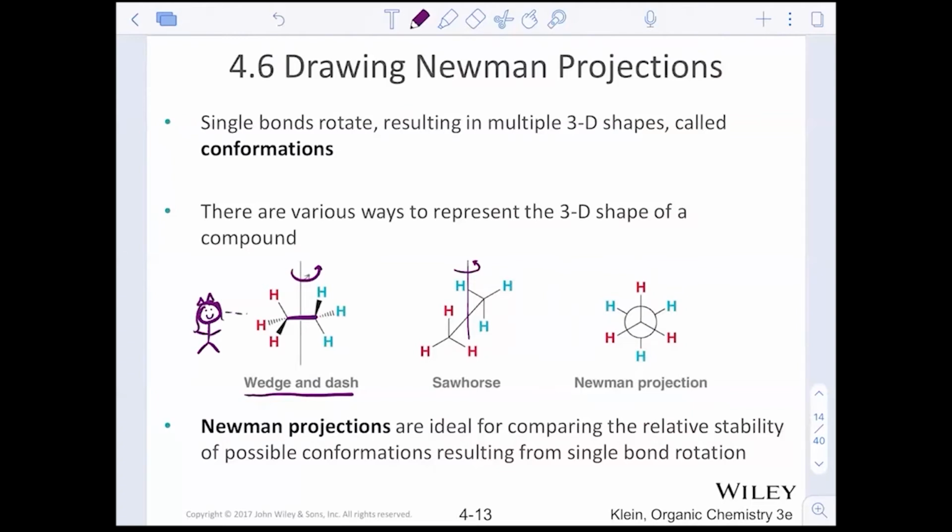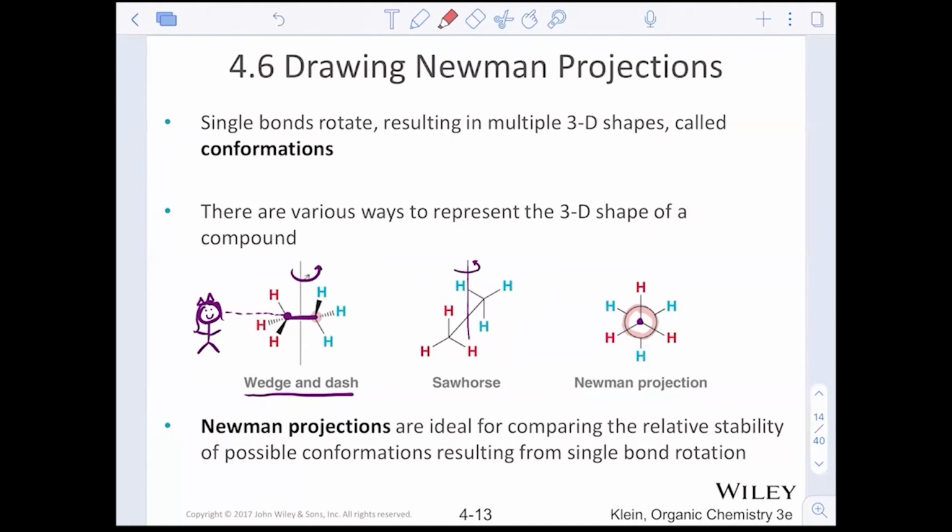And I'm looking down the sigma bond where there's one carbon in the front, that red carbon, and there's a carbon in the back, and that's going to be this carbon with the blue hydrogens. And so Newman projections are ideal for comparing the relative stabilities of specific conformations of a molecule.